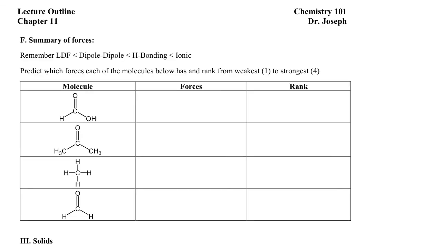So I have a table here of different molecules with their Lewis structures, and what I want you to do is pause the video and try to write down for each molecule which forces it would possess. Now remember, you have London dispersion forces, dipole-dipole forces, those are for polar molecules, you have hydrogen bonding, and you have ionic forces. List them out and see if you can rank the molecules with the strongest forces, which would be number 4, to the weakest, which would be number 1.